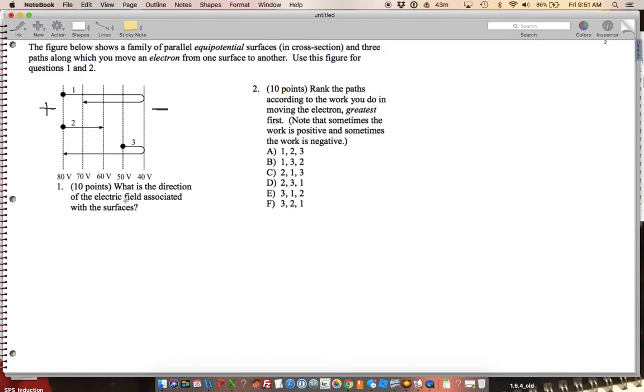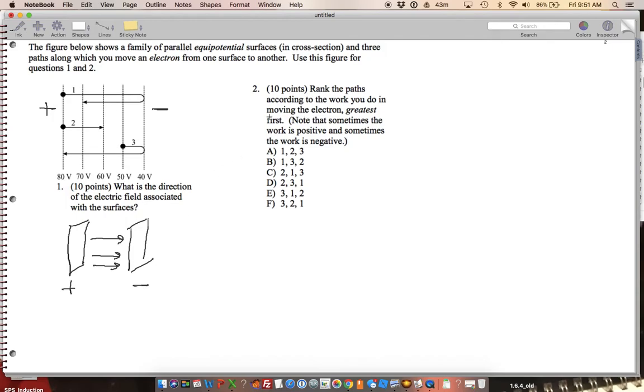So what's the direction of the electric field associated with the surface? Well, I know whenever I have two sheets like this, and one is positive and one is negative, then my electric field always points to the right. So it points from positive to negative. So that's all you have to say for that one.